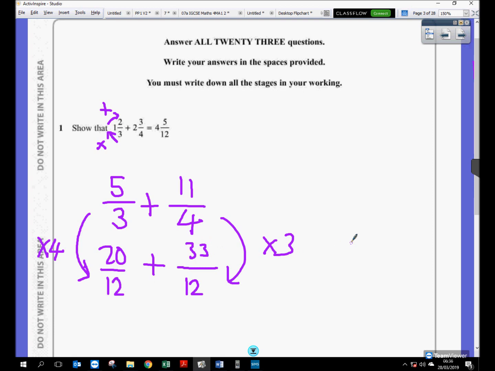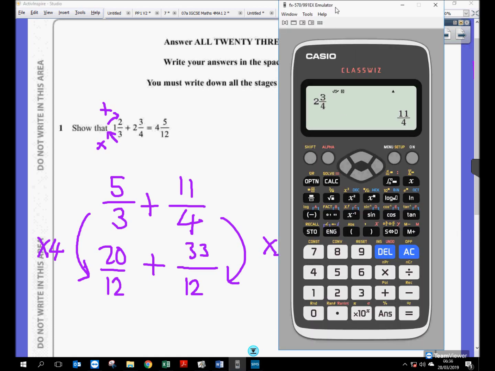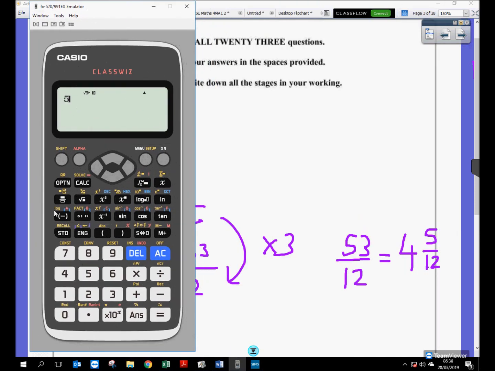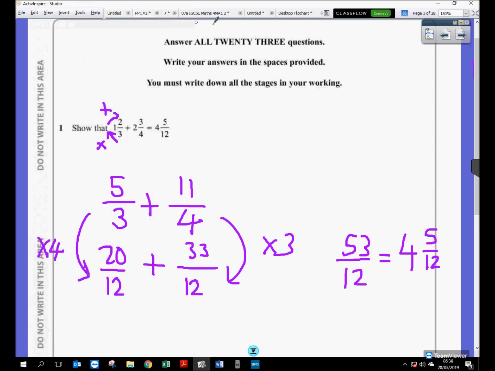times 3 is 33. Add the numerators together, 53 over 12, and then you need to write your answer equals the example's answer. So 4 and 5 twelfths. And if you want to check if it's right, just type your answer into the calculator. So 53 over 12, press equals, press Shift and the S to D button. You should come up with the right answer.